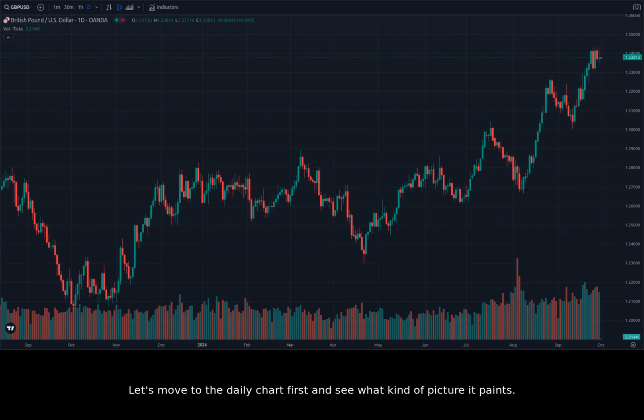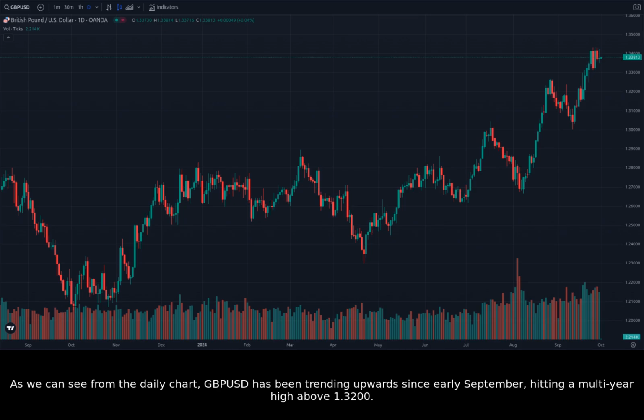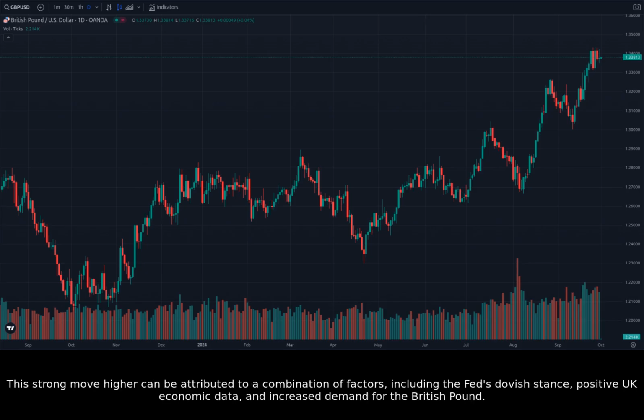Let's move to the daily chart first and see what kind of picture it paints. As we can see from the daily chart, GBPUSD has been trending upwards since early September, hitting a multi-year high above 1.3200. This strong move higher can be attributed to a combination of factors, including the Fed's dovish stance, positive UK economic data, and increased demand for the British pound.